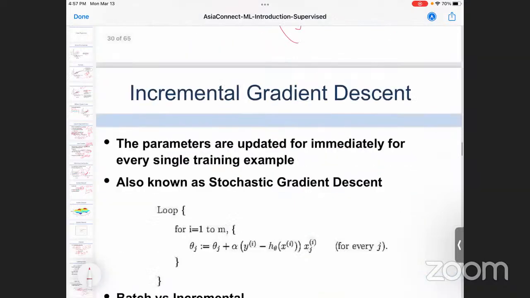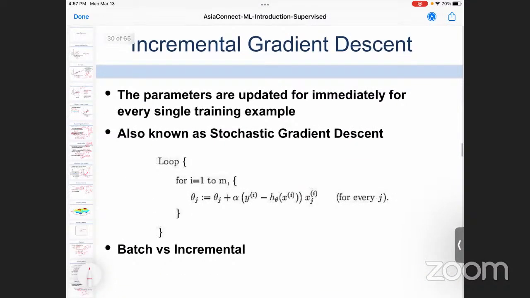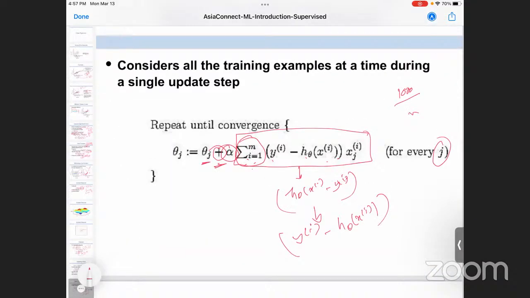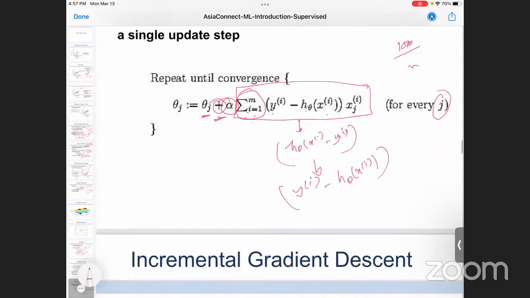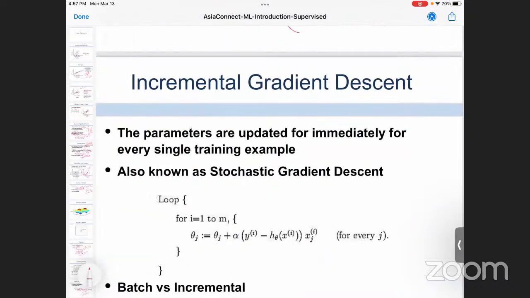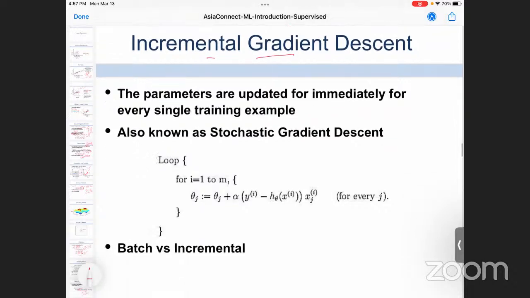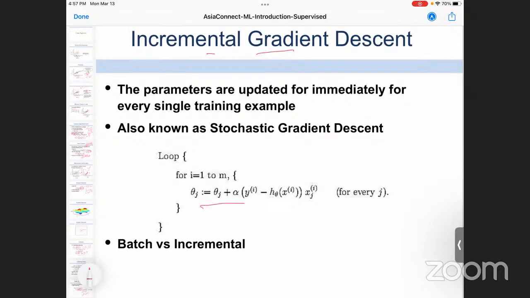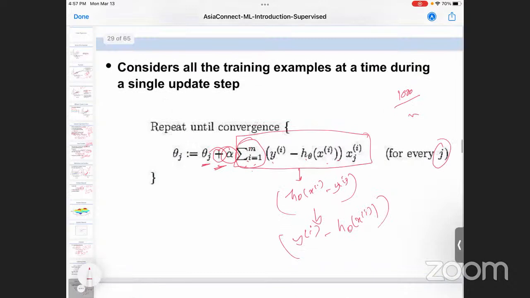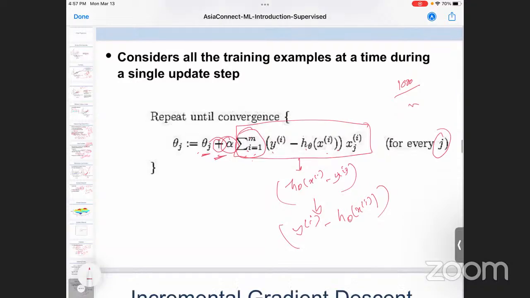So there is another option. If you have a very large data set, sometimes it's problematic to find the error for all examples and then make a step. Rather than this, you have another option, which is called incremental gradient. In incremental gradient, you can update your formula for each example. Look at the difference. For i from 1 to m, for each example, we are updating theta. And in the previous one, we are updating theta j for the errors of all the examples. So this is the main difference.